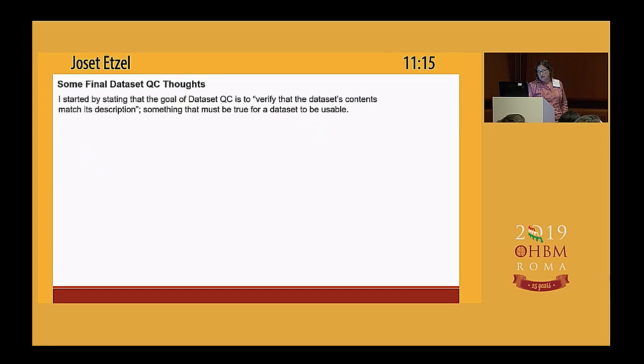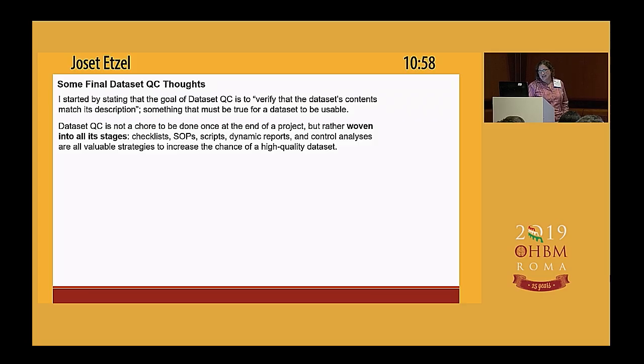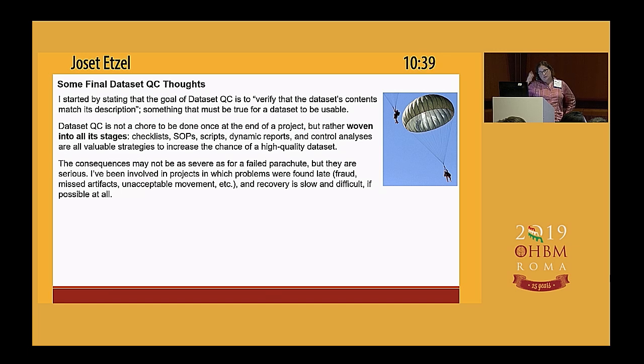So to kind of try to wrap it up, I was thinking that the goal of dataset QC is to verify that the contents match its description, something that has to be true in the very broad sense and kind of the quality assurance sense for the data set to be usable. And I'm trying to give the argument that it's not something that we just do at the very end, but it has to be rather woven into all of the stages with these checklists, scripts, standard operating procedures, all of this to really try to increase the chances that we're going to get a workable, usable data set out at the end. And the consequences are not really as obvious and severe as for a failed parachute, but they are really serious.